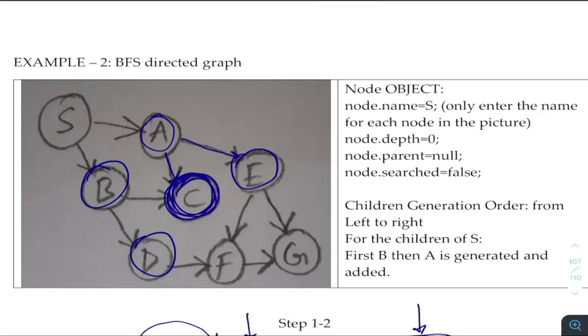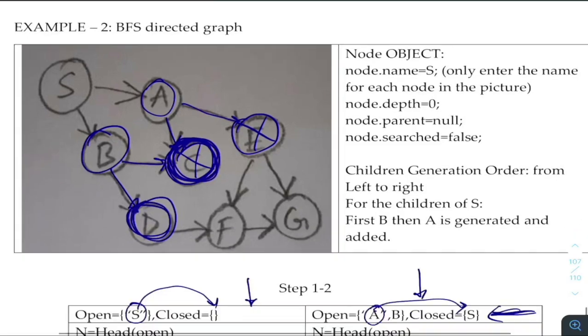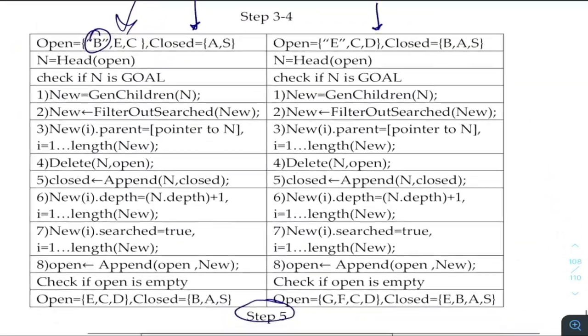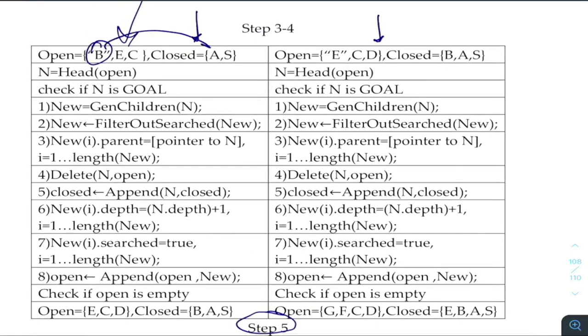However, we already searched C. Whenever we search a node, we just put an X on it or something, right? And it says C and D, however, we have searched C, so let's just say D is the only child of B, right? And here, just put that D in the closed set, only D, right? E, C, and here E, C, okay. Alright, what is the first element? E, alright, what are the children of E?